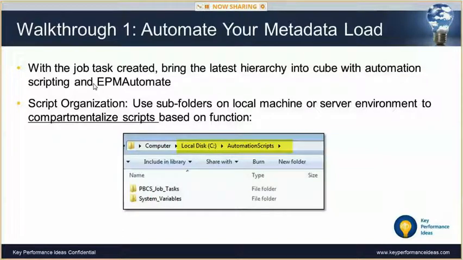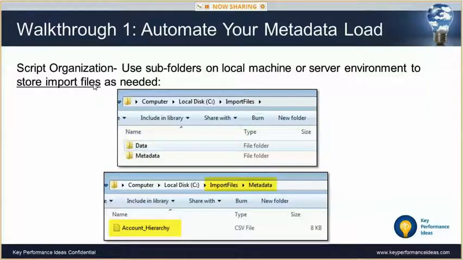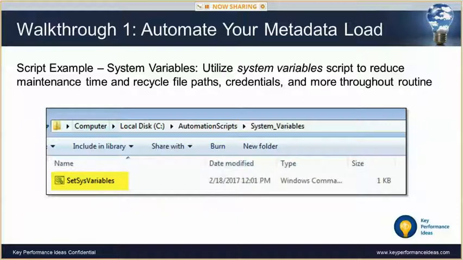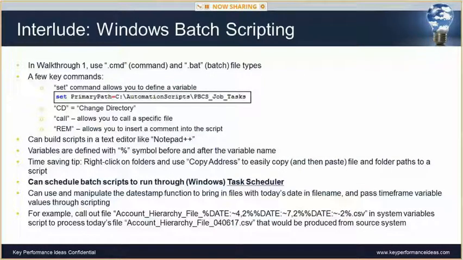So we have C automation scripts, and you can see we have job tasks and a variables folder. We also have an input files folder, which has a metadata subfolder, which in our case is where we would post our source file, the account hierarchy file. Within the variables folder, we also have a system variable script. Variables allow us to reduce maintenance time and recycle file paths and credentials and more throughout the routine. So what exactly does that mean here? We'll look at that shortly.